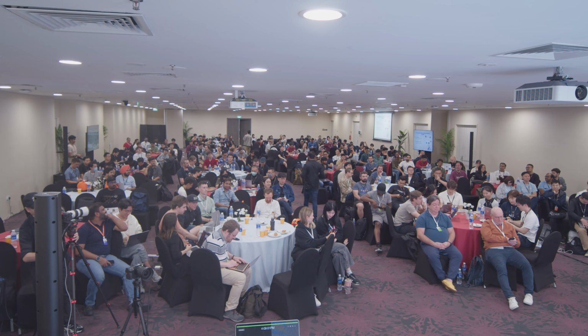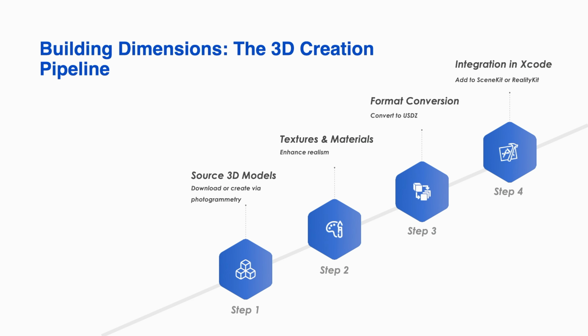So if you are an indie developer and you want to give an additional dimension to your iOS applications, you can try this one. Then you need to convert. These are the steps. First, you need to find the 3D models. Either you create them, or you ask your friend to create them, or you can do it via photogrammetry. Then you have to embed the textures and the materials, convert to USDC, and then use SceneKit or RealityKit.